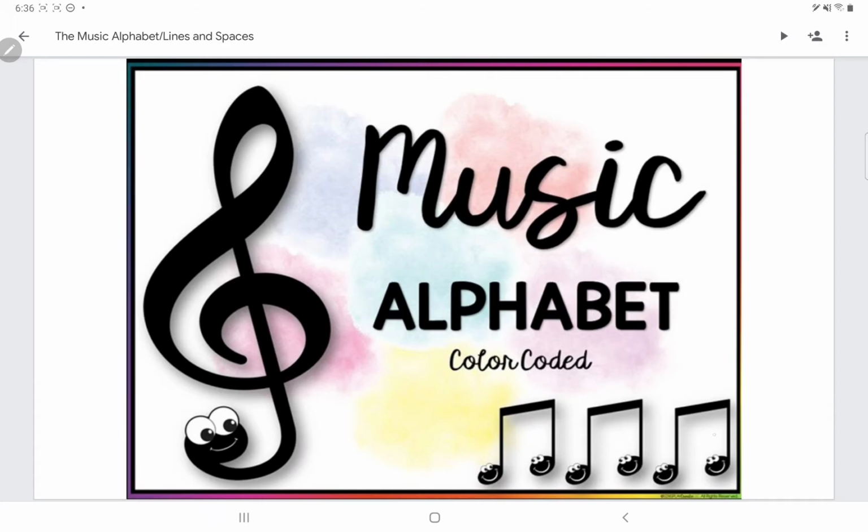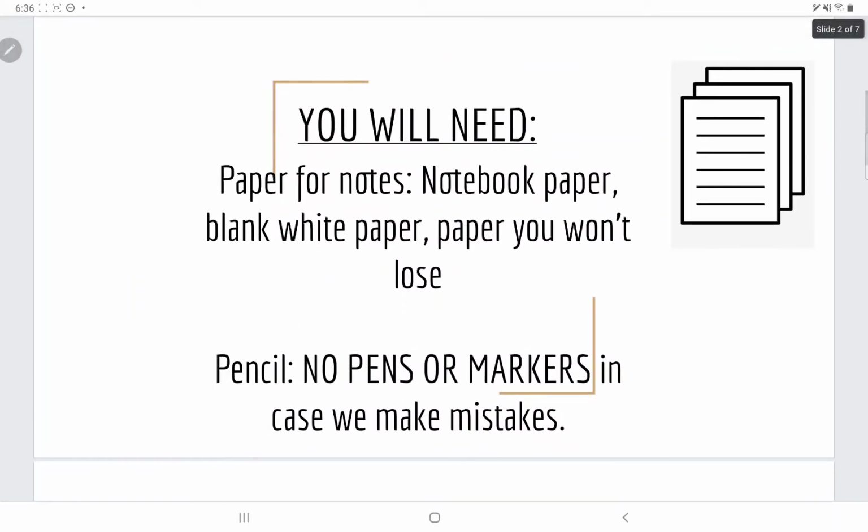Okay, so before we get started, you're going to need a few things. The first thing you're going to need is some paper. I think notebook paper is going to be the best for this lesson because we're actually going to be writing out some notes and some music. And whenever we write out music, we need to have straight lines and just be really careful about what we do. So I think notebook paper is going to be your best choice here.